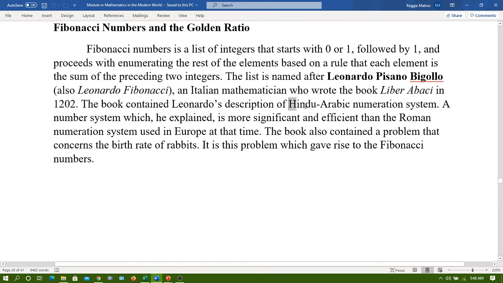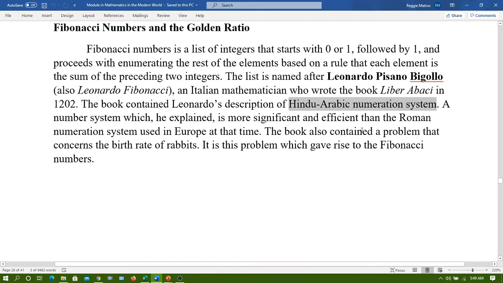Okay? Hindu-Arabic numeration system. So, Leonardo is also one of the proponents of another numeration system because he observed that Hindu-Arabic numeration system is more significant and efficient than the Roman numeration system, which is used in Europe at that time.